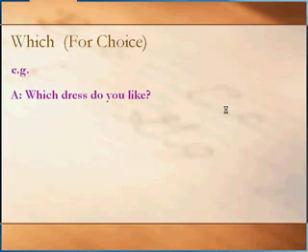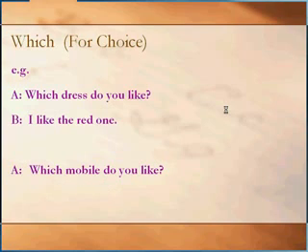For example, A: which dress do you like? B: I like the red one. Another example, which mobile do you like? Nokia. Right? So whenever there's a question about choice or different things, and you need to select one thing, that's when you're going to start your sentence with which, right?